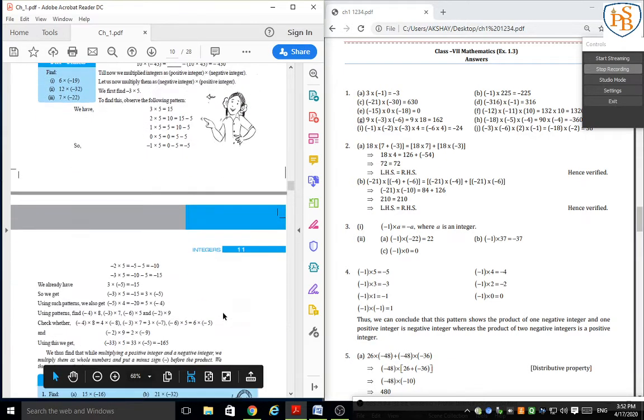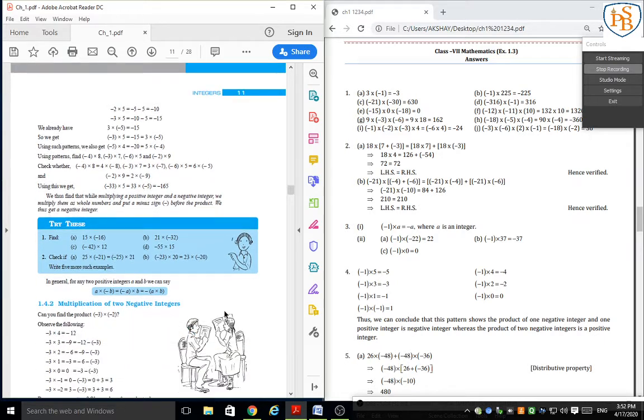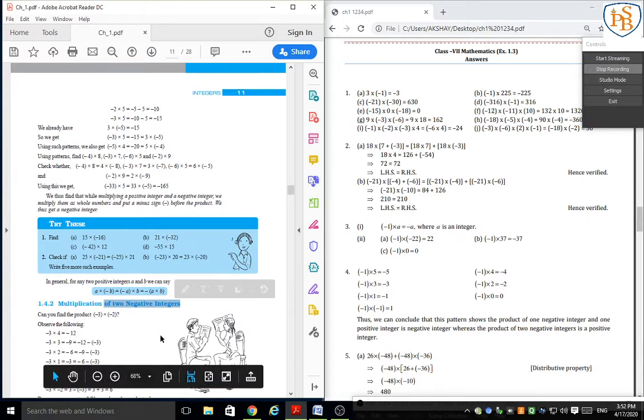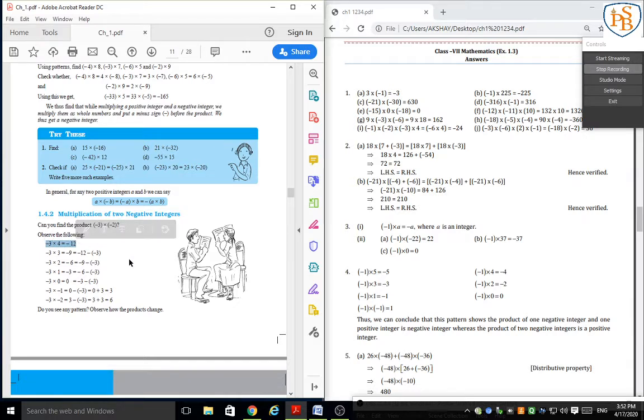Okay, our next point is multiplication of two negative integers. Look here, negative 3 into 4 is negative 12, because both carry opposite signs, so the answer also carries a negative sign.